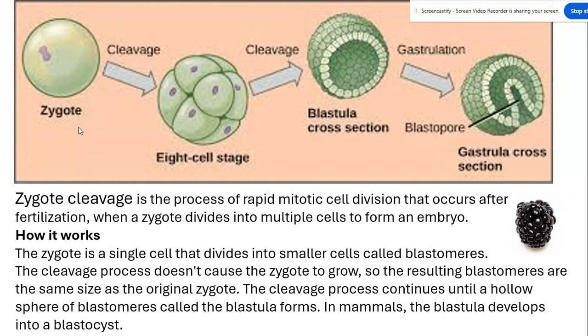In mammals, the blastula develops into a blastocyst. For us, all mammals, the blastula develops into a blastocyst. This is zygote, 8-cell cleavage, blastula cross section. As you can see, gastrulation, we have blastopore. We have a hollow region. Gastrula cross section. So as you can see, there's already a blastopore. So you can see a little bit of space.